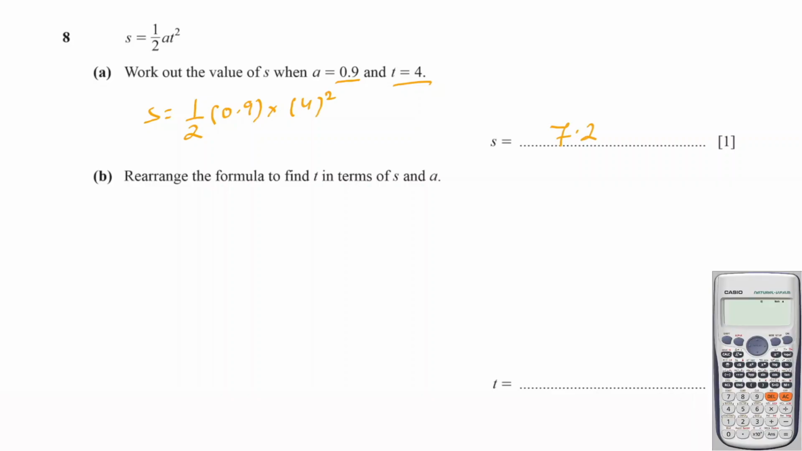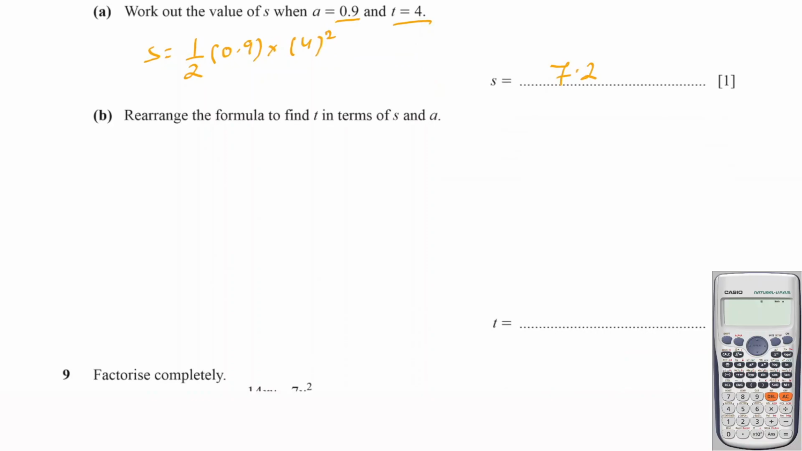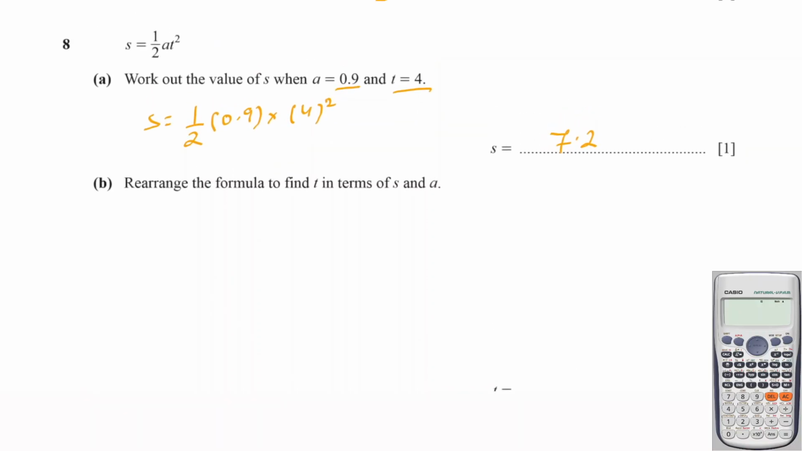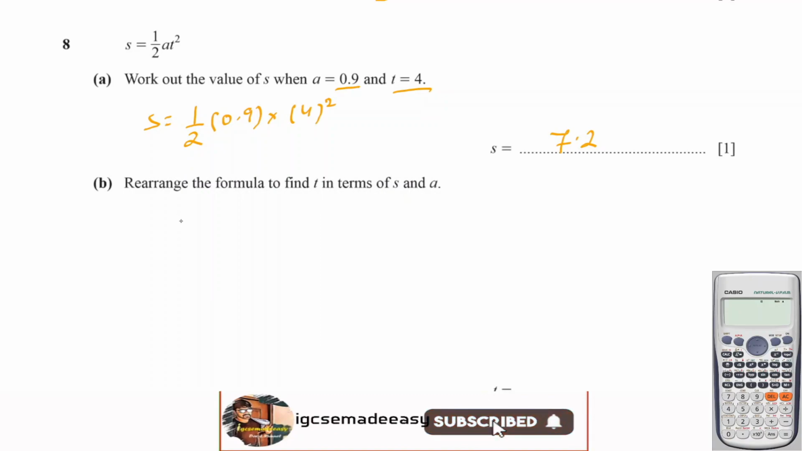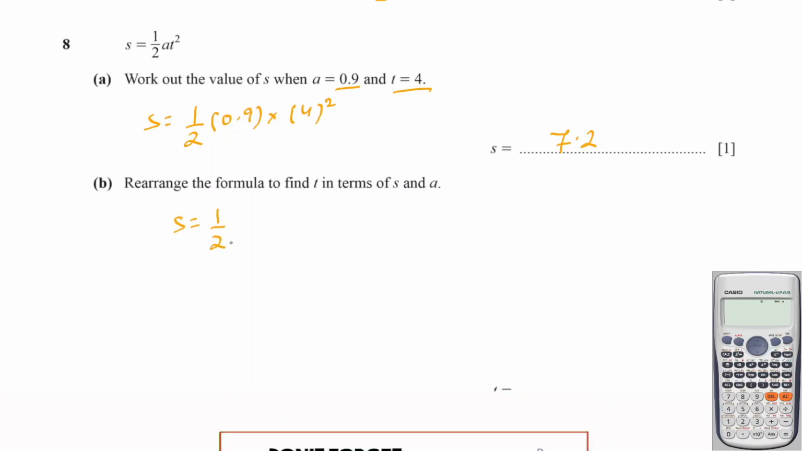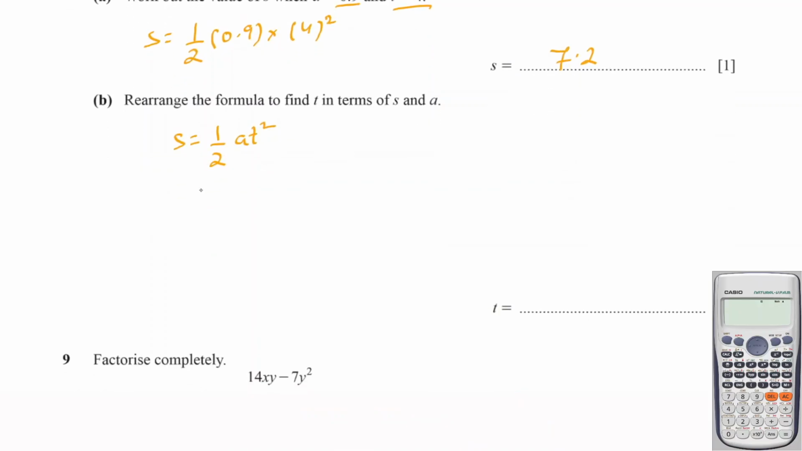Part B, rearrange the formula to find T in terms of S and A. So we have to find the value of T in terms of S and A. S is equal to half A T squared. So we have to find the value of T. We have to keep the T squared on one side, and this 2 goes there, 2 into S, and this A comes down, right? This A will come down.